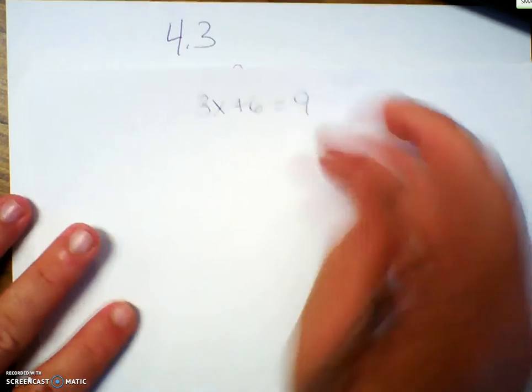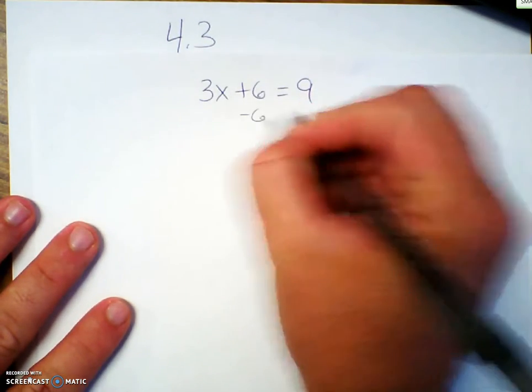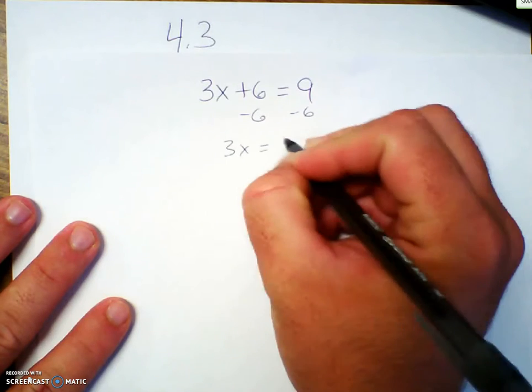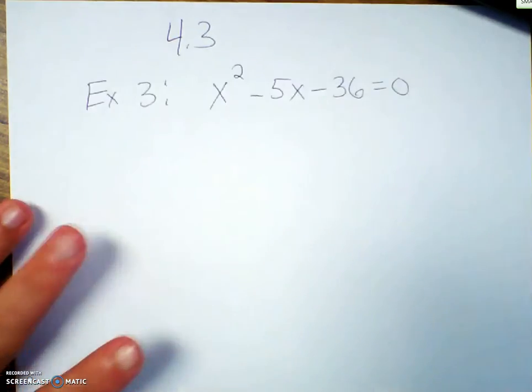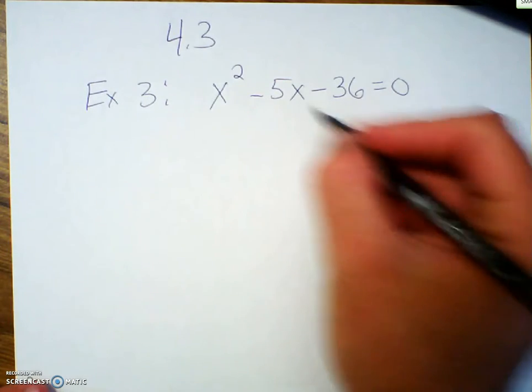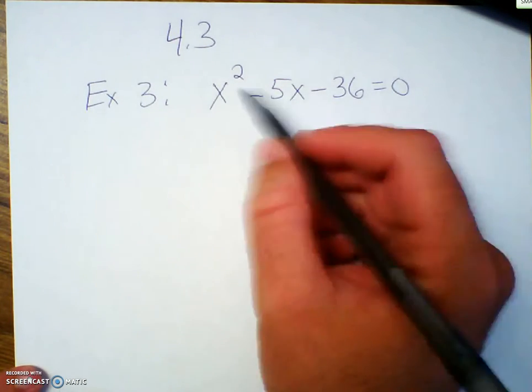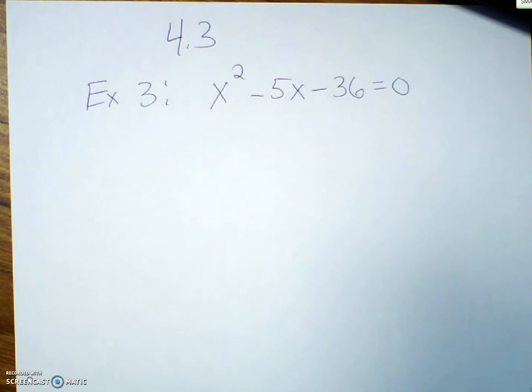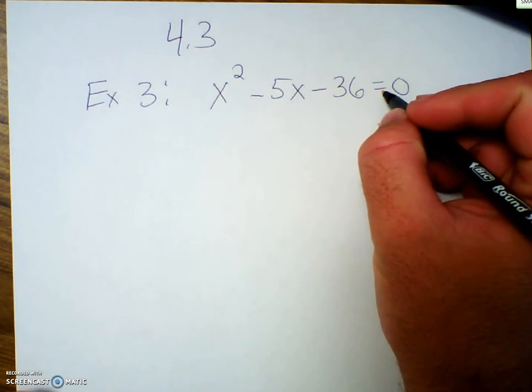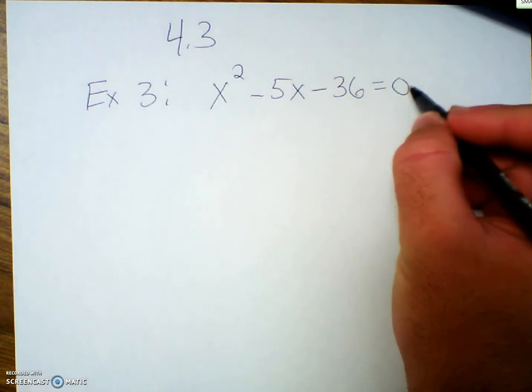We subtract the 6 from both sides, and then we divide by 3 and we get our solution of 1. Well, for this, if we try to do that, we come across a problem where we can't isolate the x by itself. So this is where our factoring comes into play. There are actually 3 or 4 methods we're going to look at, but factoring is the first technique of how to solve.